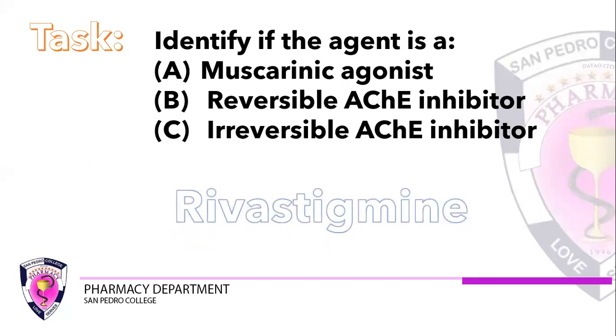All right, first one, how about rivastigmine? Sa tingin niyo, saan belong ang rivastigmine? So you may pause if you want to. So the answer for this one, rivastigmine, it's under reversible acetylcholinesterase inhibitor. Ang additional note lang kay rivastigmine, it's also known as a pseudo irreversible acetylcholinesterase inhibitor. Kaya ang iyang effects, it would last for more than or at 10 hours.